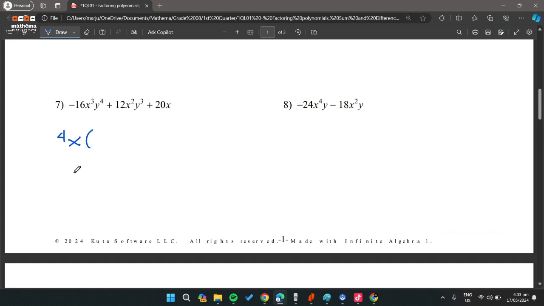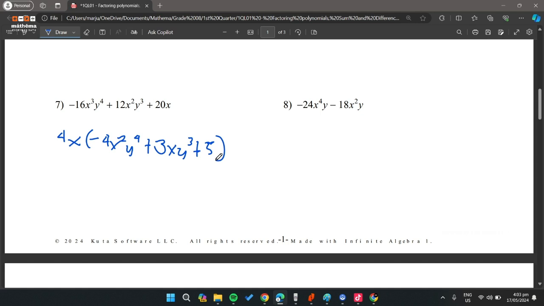Negative 16, x cubed, x to the fourth. When we factor out 4x, that should give us negative 4. And then we have x squared. And then y to the fourth power. Plus 12 divided by 4, that's 3. And then we have x squared. And then x, we have x only. And then copy the y. That should be x cubed plus 5. Alright, that would be our factor. So that will be again our answer for number 7.